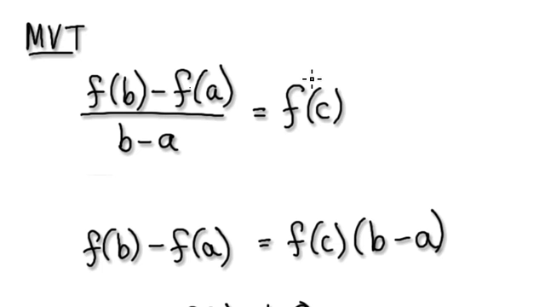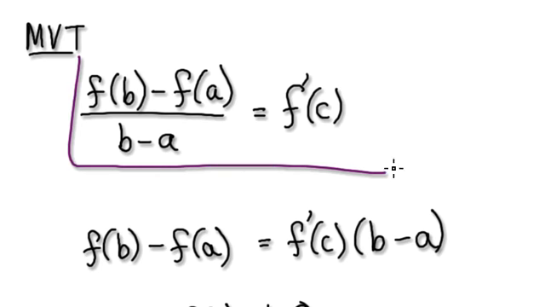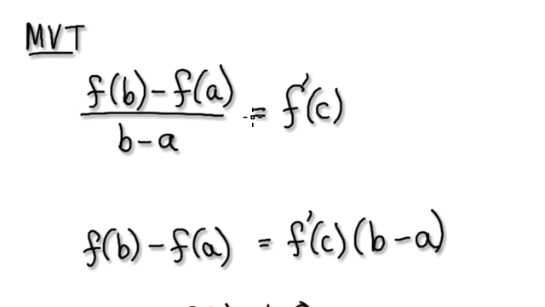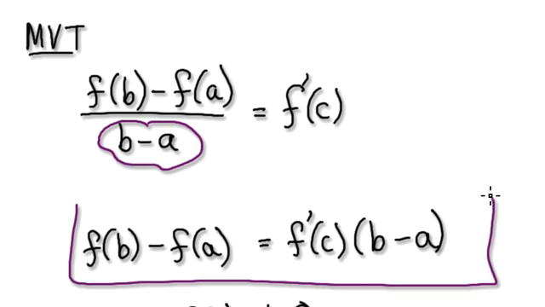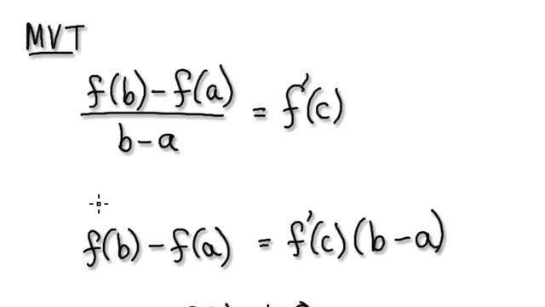If f prime here. So this here is the mean value theorem. Start with this, and then multiply both sides by this thing here. That will then give you this.